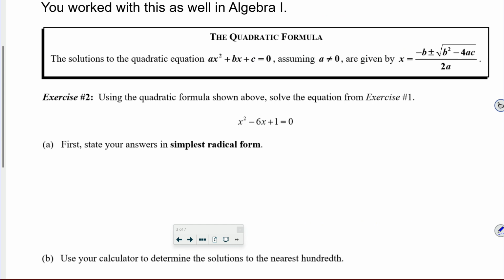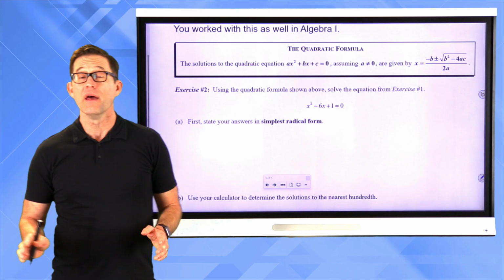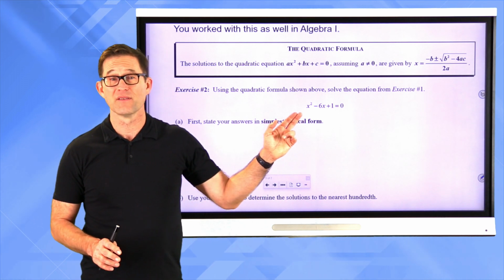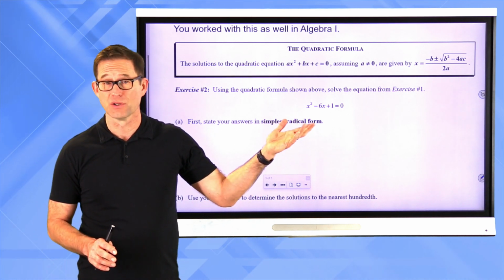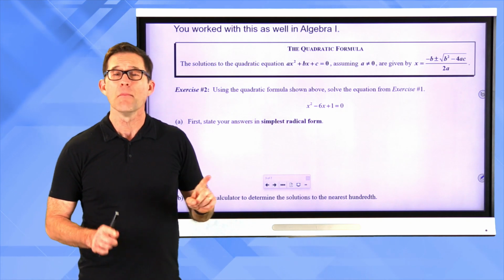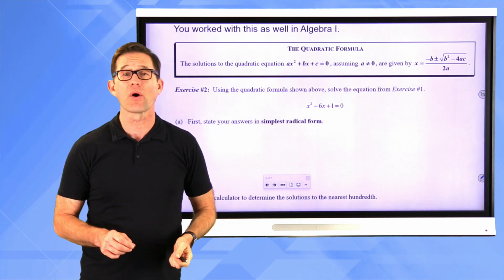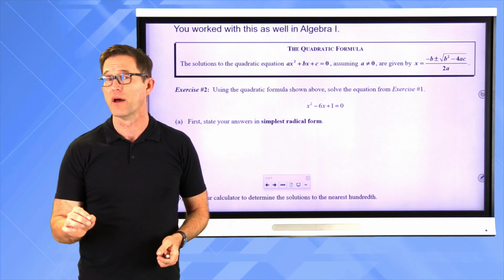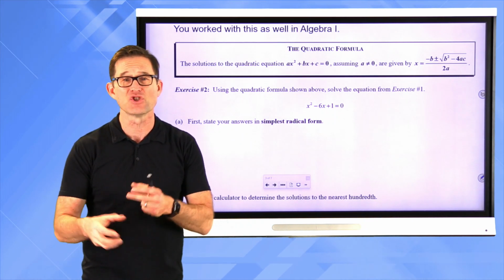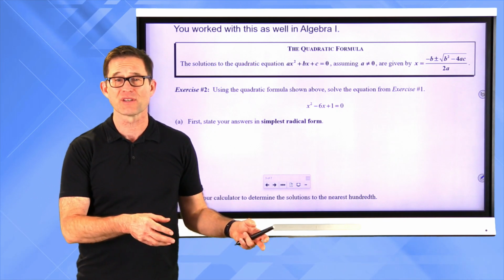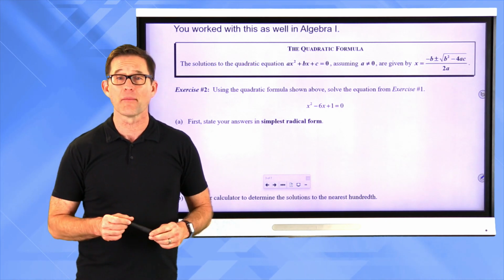Using the quadratic formula shown above, solve the equation from exercise number 1, letter A. First, state your answers in simplest radical form. Okay, now we already know what the solutions to this equation are, but what we want to do is show that by using the quadratic formula, which is what I would call a plug and chug formula, you plug numbers in, you kind of chug through the math, and you get answers, we're going to get exactly what we got before.